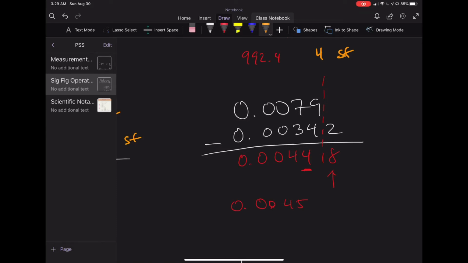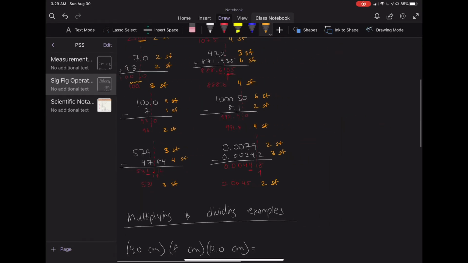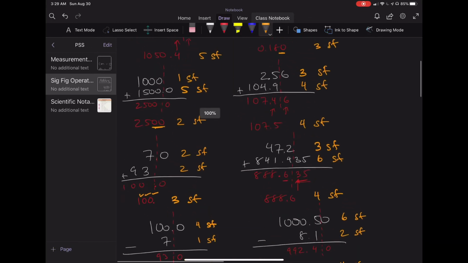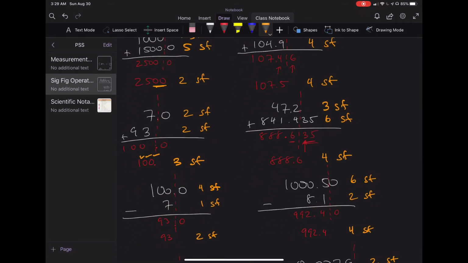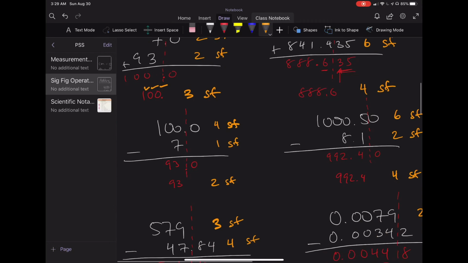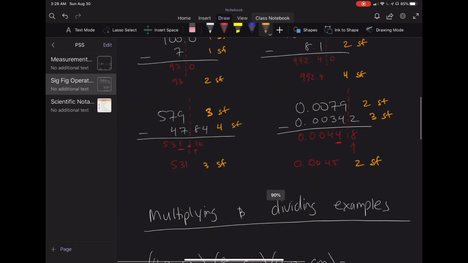The 0.0079 had 2 sig figs. The 0.00342 had 3 sig figs. And our final answer had 2 sig figs. So one thing that should be obvious is the number of sig figs in the quantities you were adding or subtracting did not immediately tell you how many sig figs were in your final answer. It could have gone up or could have gone down. It depended on where the decimal points lined up.